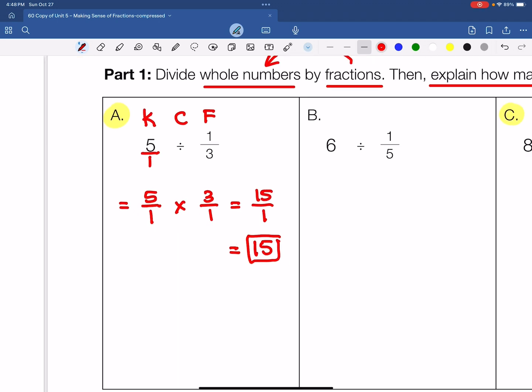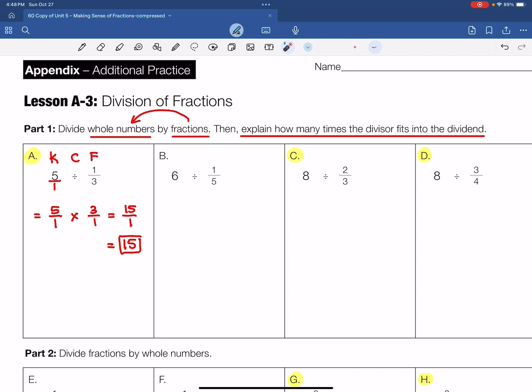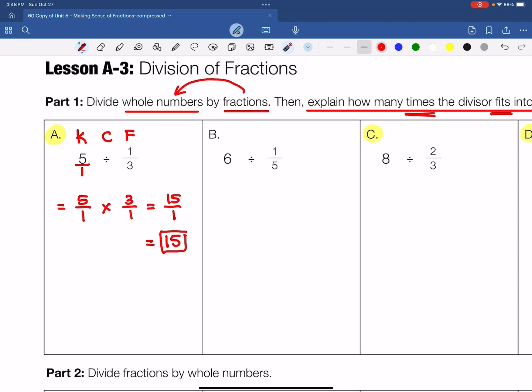Box your answer. Now we need to explain how many times the divisor fits into the dividend. So draw another underline under times. How many times does the divisor fit into the dividend? Underline. So looking at our solution, we know that 1/3 fits into 5 15 times. Let's write down the sentence. 1/3 fits into 5 15 times.